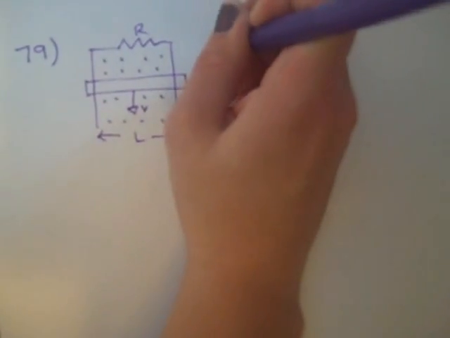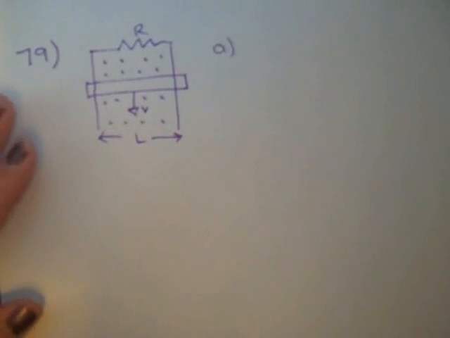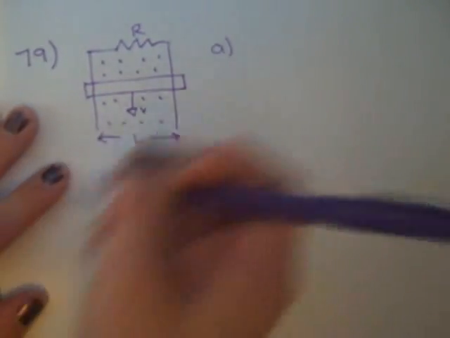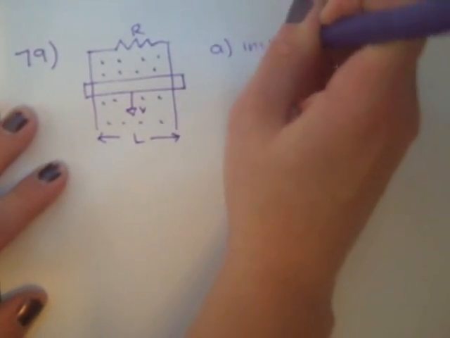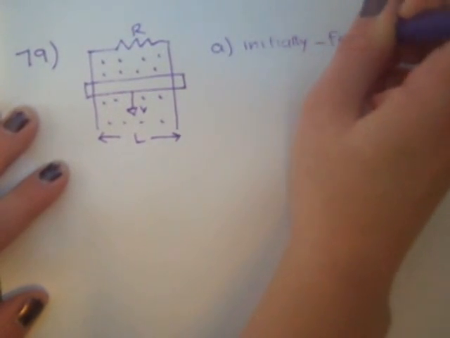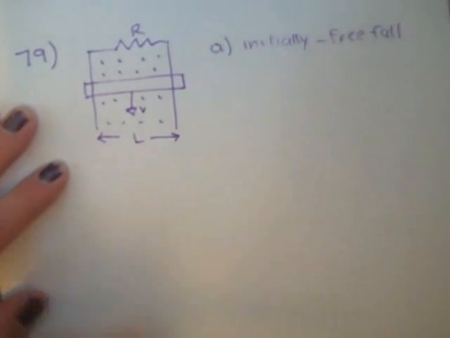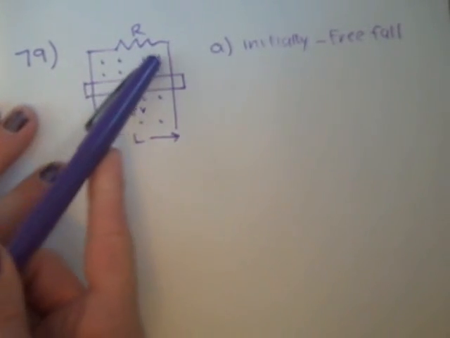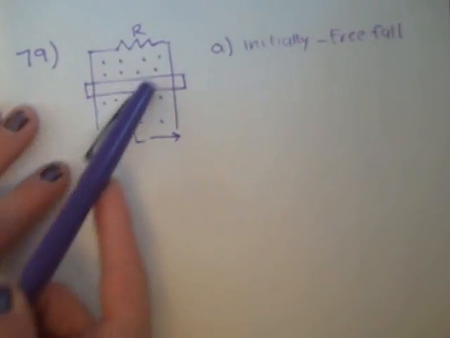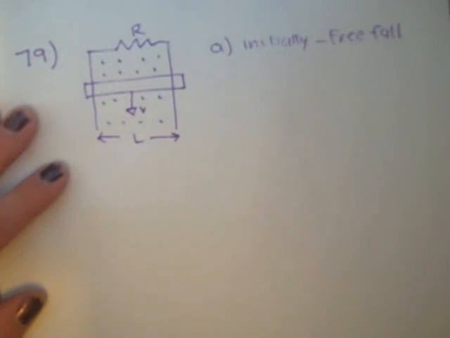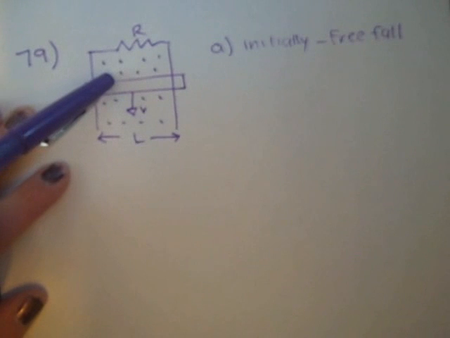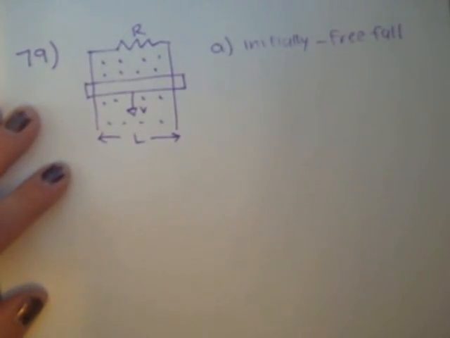So A wants us to describe the motion of the rod. Initially, when it's released, the rod is just going to be in free fall, and it will start falling downward. But you'll notice as the rod falls, the magnetic flux going out of the page in this top loop is going to start increasing. And so as a result, Mother Nature, if you will, is going to induce a current to counteract that. If the magnetic field out of the page is increasing, she wants to create a current to produce a magnetic field into the page.